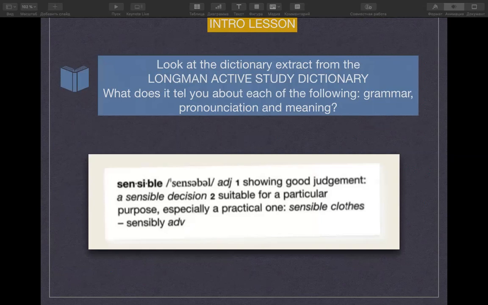Or the second meaning, suitable for a particular purpose, подходящий для конкретной цели, especially a practical one, особенно для практической какой-то. Sensible clothes, sensibly. It's an adverb, как разумно, sensibly. Sensible clothes, разумная одежда, подходящая для данного случая. So sensible decision, sensible clothes, sensibly. И мы знаем еще такое же прилагательное, очень похоже, sensitive. Так вот, это sensitive, чувствительный, а вот sensible – это разумный.